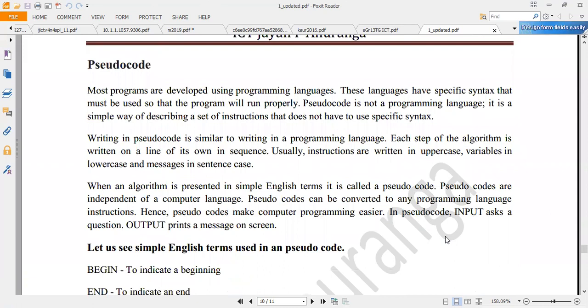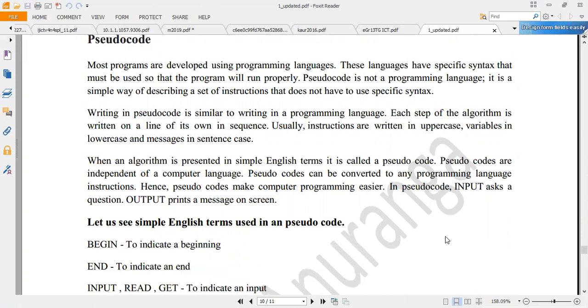Pseudocode. We identify it and go through the flowchart, with examples and the knowledge behind the flowchart. The second representation of the algorithm is pseudocode. Most programs are developed using programming languages. These languages have specific syntax that must be used so that the program will run properly.